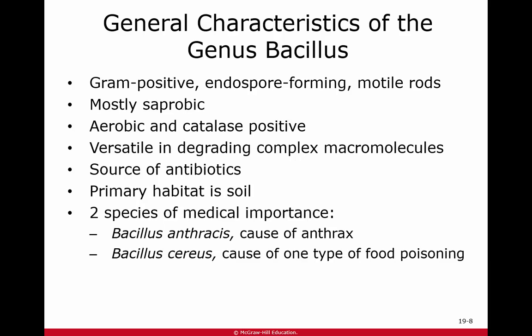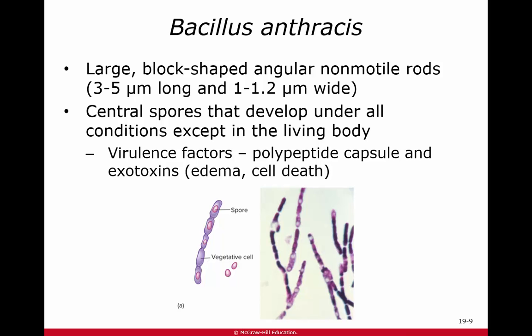Now, the general characteristics of the genus Bacillus: they're gram-positive, they form endospores, and they're motile. They're rods. Most of them are saprobic. They are aerobic and catalase positive. They are a source of antibiotics, and they mainly are found in the soil. And there's two species that we're going to look at because they are of medical importance: Bacillus anthracis and Bacillus cereus.